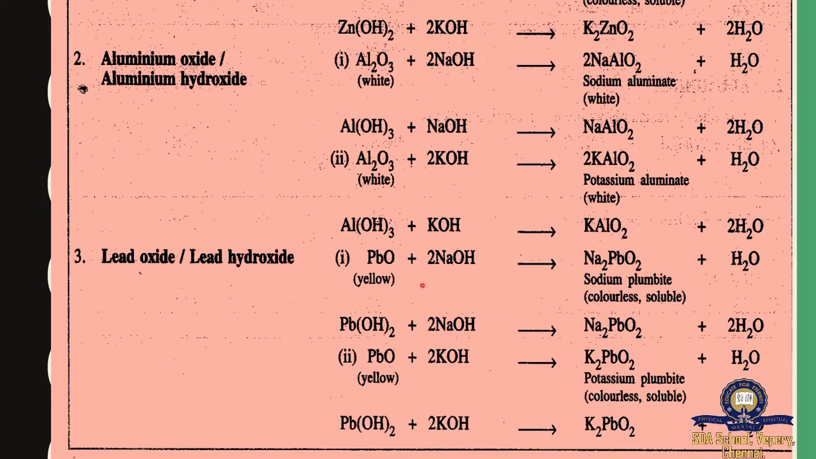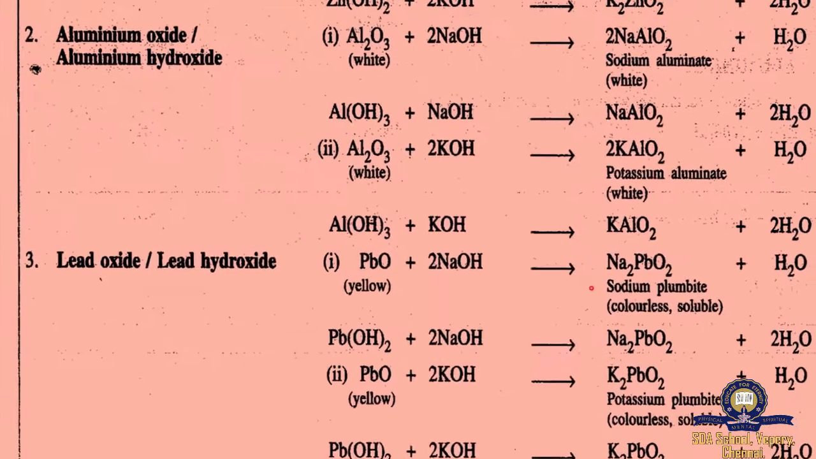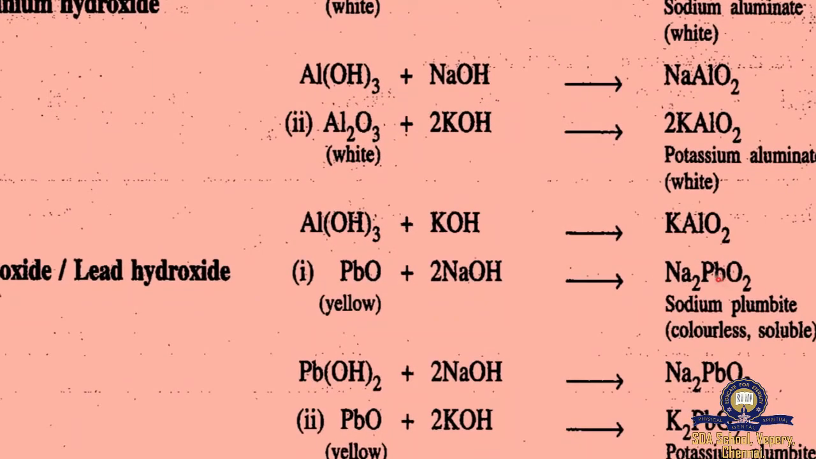The next thing, lead oxide or lead hydroxide. This also reacts with sodium hydroxide, forming the corresponding sodium plumbite and water. Then the same reaction takes place with lead hydroxide, and lead oxide also reacts with potassium hydroxide, forming the corresponding potassium plumbite. So these three only, aluminium, lead and zinc, have an amphoteric nature.